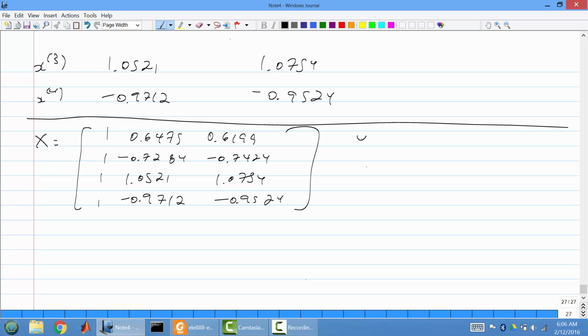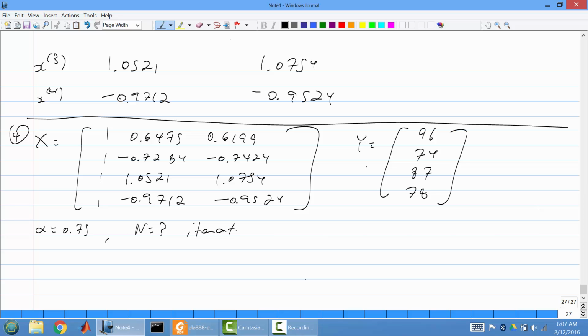Also the expected marks, 96, 74, 87, and 78. Okay, so this is question number 4. And then we had our learning rate of 0.75. We had 3 iterations to compute. Also, we initialize all the parameters. Okay, there's only 3 features here, right? Because you have the bias term plus the midterm mark by itself and then the midterm mark squared. So there's only 3 features.